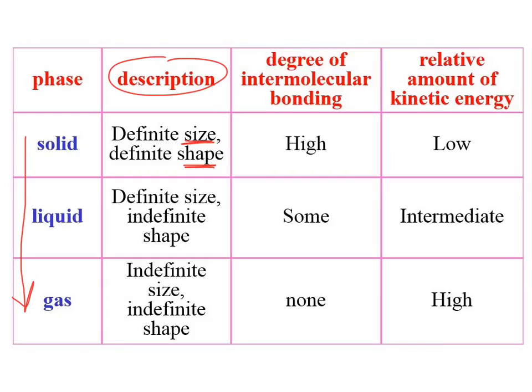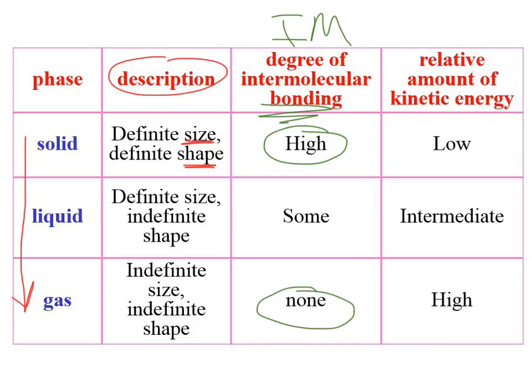And then we go on to intermolecular bonding. That's the next column. So this is the IM bonding I was talking about before. Something that's a solid has a high degree of bonding. Jump straight down to a gas. Something that's a gas has no bonding. And a liquid is kind of in between. So it just kind of summarizes something that was said before.